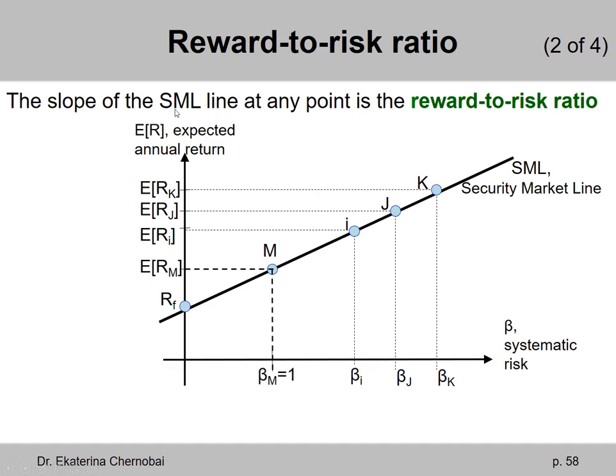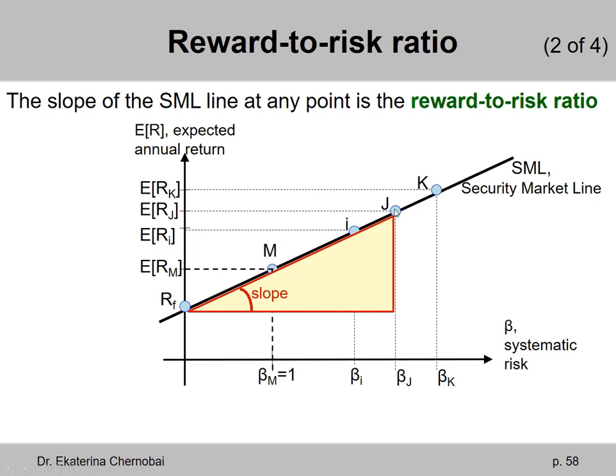The slope of the security market line at any point is the so-called reward to risk ratio. So we are saying that the slope, being the reward to risk ratio, is the same. What do you mean by the reward to risk ratio? Let's imagine this triangle. On the left, it starts at the risk-free return. Then one side of it is the diagonal side of this right triangle, which goes along the security market line. And then let's say we pick some stock, let's say stock J.